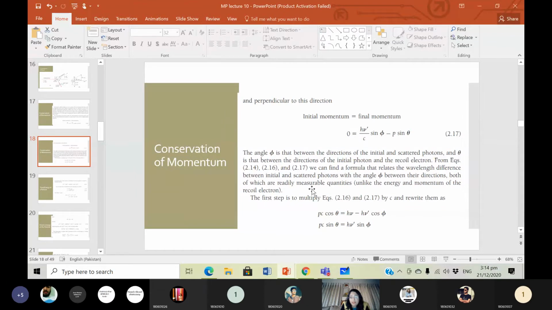basically phi is a measurable quantity. Unlike the energy and momentum of the recoil electron, which we cannot measure so easily, okay? But phi, which is the change in the angle between the two directions of the scattered and the initial photon, that is possibly measurable, okay?